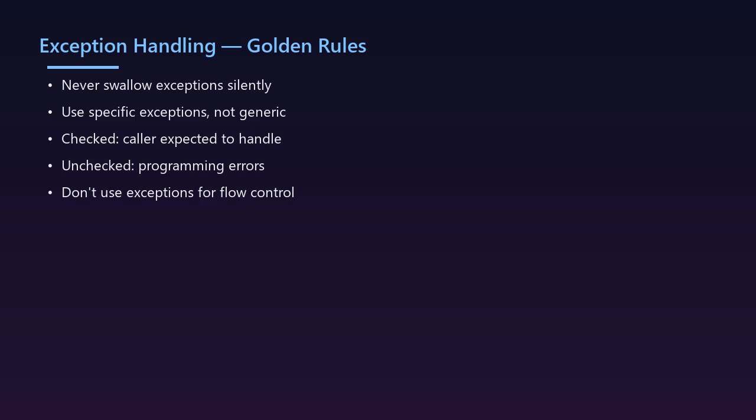Third, understand checked versus unchecked. Checked exceptions are for situations the caller is expected to handle, like file not found. Unchecked runtime exceptions are for programming errors, like null pointer. Fourth, never use exceptions for flow control. They're expensive, and they make code hard to read.